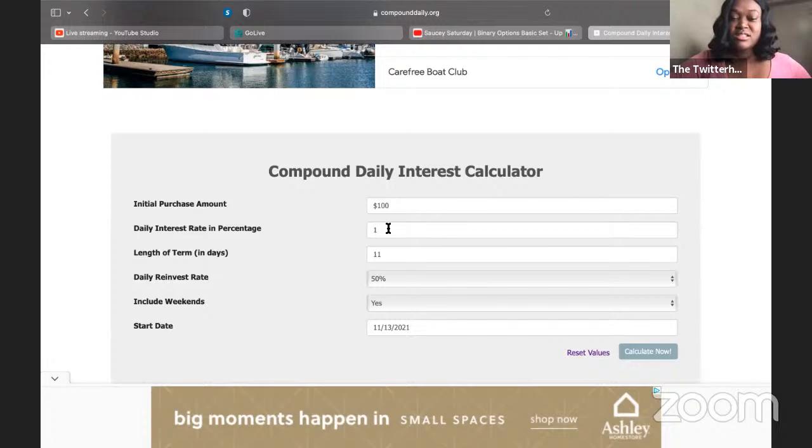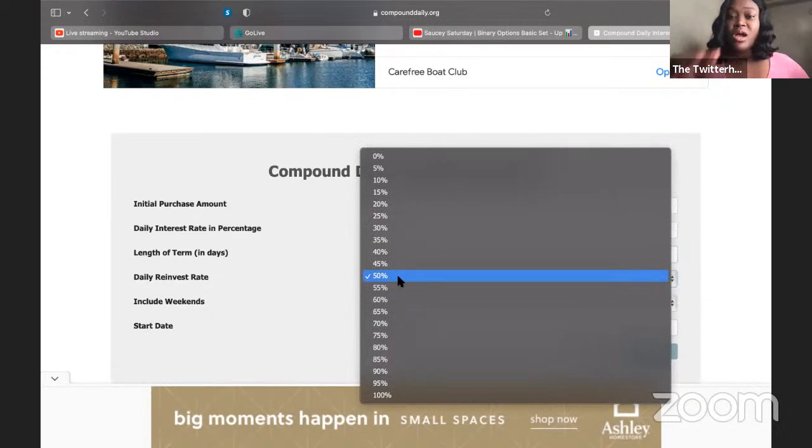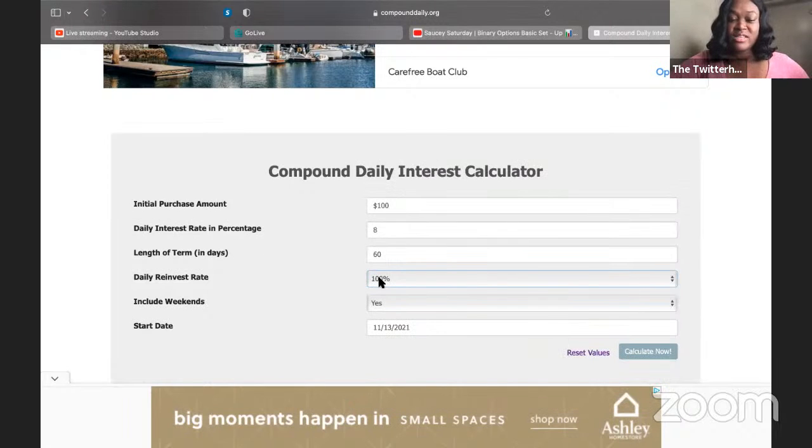So $100, if we grow it by 8% every single day, and let's say we do this for 60 days, which is 2 months. And for those 60 days, we're not going to pull anything out. We're just going to keep the profits in. So that gives us more power. So 100% daily reinvestment. And we're not going to include the weekends because here I'm talking about foreign exchange. And when it comes to foreign exchange, the market is open 5 days a week. So let's see now, $100, 8% for 2 months. How much is that going to be?